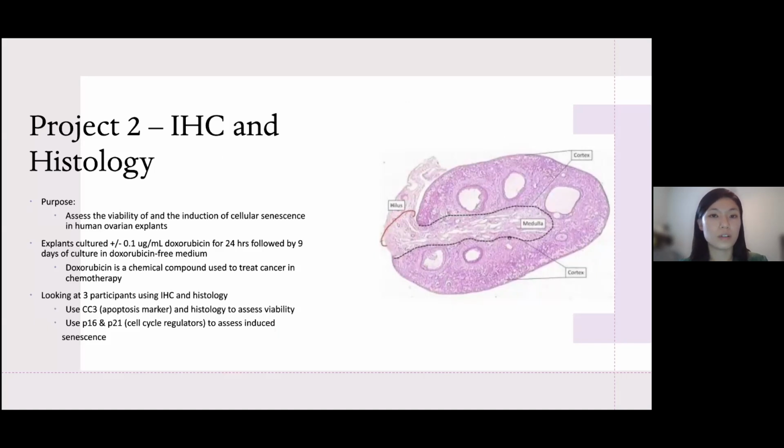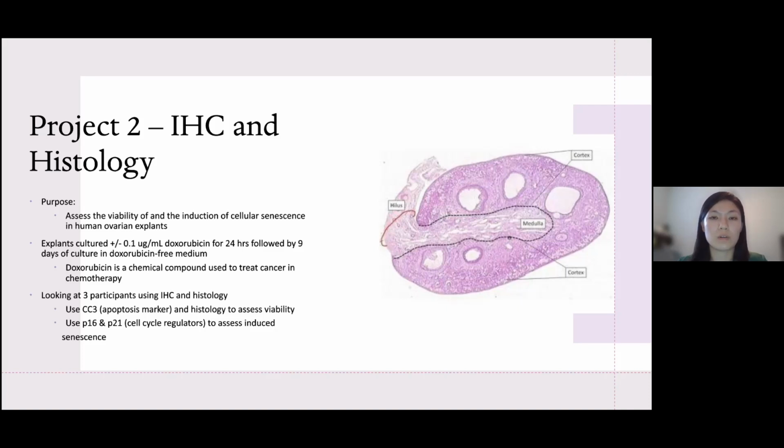The second project I worked on was immunohistochemistry and histology. The purpose of this was to assess the viability of these cultures and the indication of cellular senescence in the human ovarian explants. For this, we used 10-day static cultures, so the ovary was cut into slices, and these cultures were treated with and without 0.1 micrograms per milliliter of doxorubicin for 24 hours, and then they were switched to a doxorubicin-free medium for the next 10 days.